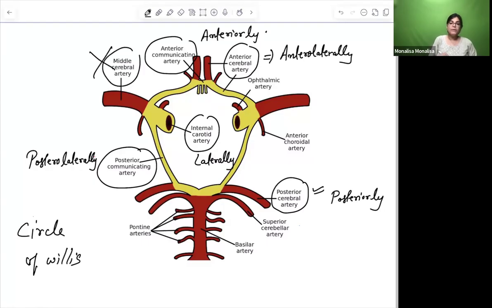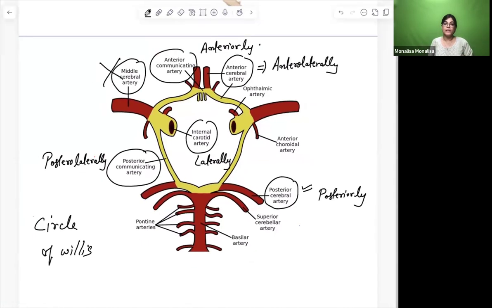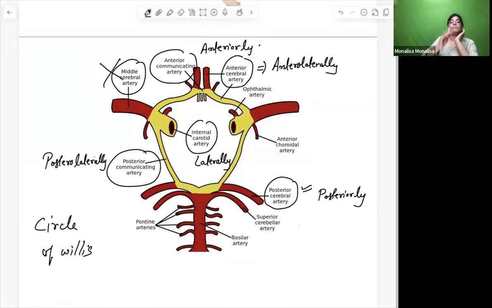Please note down, middle cerebral artery is not taking part in formation of the circle of Willis. In this image, you can see the middle cerebral artery is not taking part in formation of the circle of Willis.